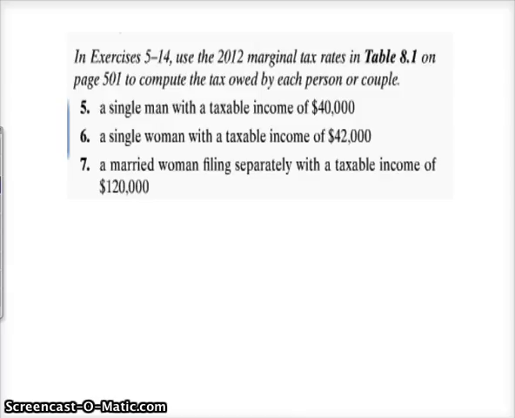All right, now this one says, use the marginal tax rate to compute the tax owed by each person or couple. So now it's getting you ready to do the entire problem yourself. Let's just briefly talk about 6. Single woman with a taxable income of $4,200 or $42,000. Okay, I think we did something like that. So this is where we want you to find the tax. Copy that down and then go through my procedure.